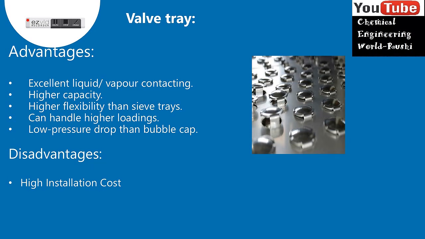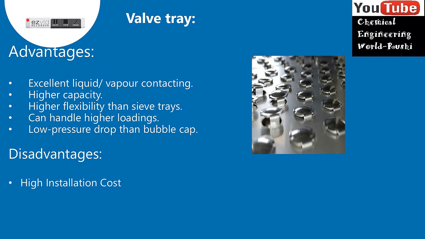Valve tray has minimum capacity approximately 60%. Advantages: excellent liquid/vapor contacting, higher capacity, higher flexibility than sieve trays. Can handle higher loadings. Lower pressure drop than bubble cap.